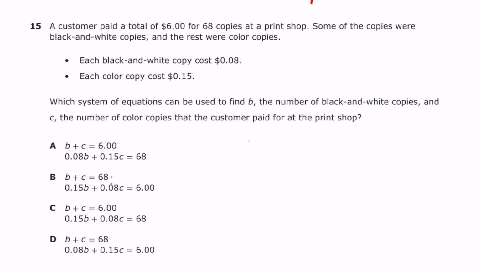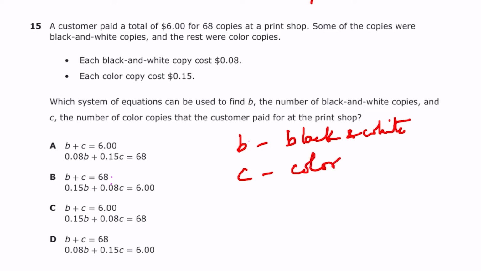So B is for black and white. Here it's already given for us, black and white, and C is for color. So the number of total copies which the customer paid for is 68 copies, both black and white and color. So therefore you have your first equation as B plus C is equal to 68.